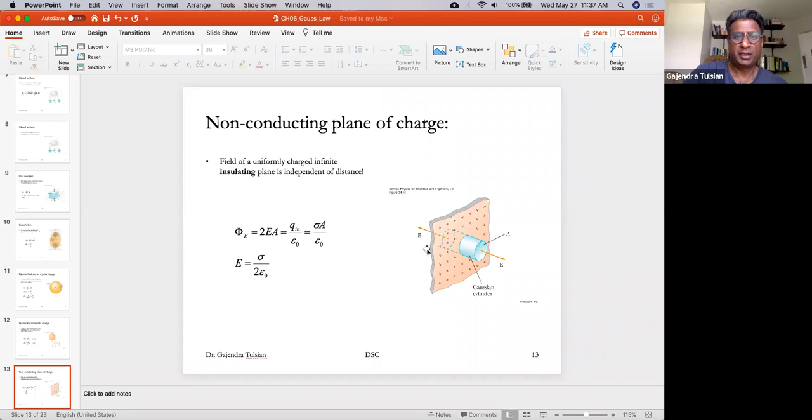All right, so from a non-conducting plane of charge, the electric field is sigma by 2 epsilon naught.